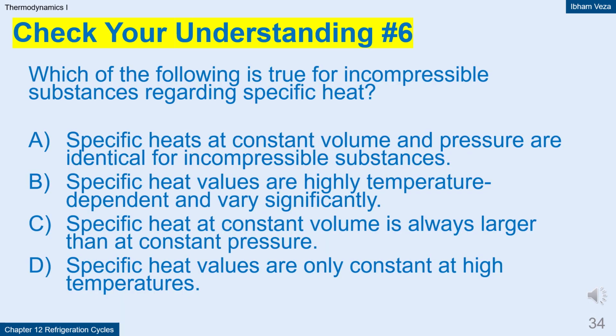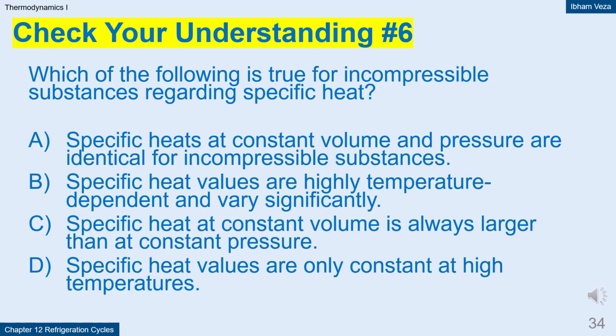Answer: A. Specific heats at constant volume and pressure are identical for incompressible substances. Explanation: This is the correct answer because, for incompressible substances, the specific heats at constant volume and pressure are equal, which is a defining characteristic of such substances.